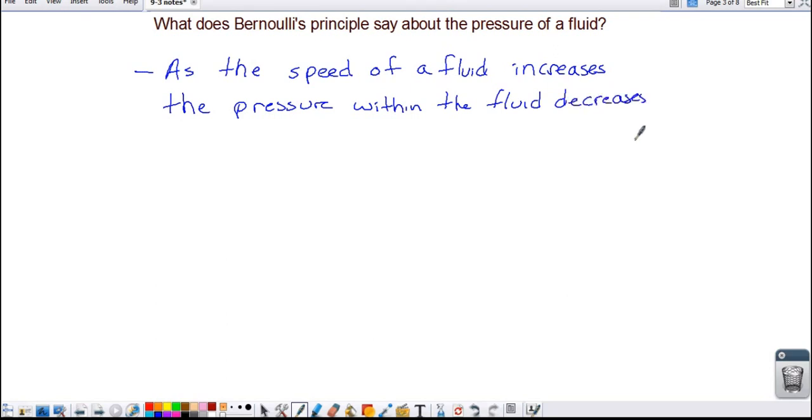All right, so what does this mean? Well, air is a fluid. There's a tornado outside. The wind has picked up. It's going really fast, so the speed of the air has increased. That means the pressure outside has just decreased. And what happens is high pressure moves towards low pressure. So that's why in a tornado, the windows might actually blow out. Because the pressure outside has decreased, and the pressure inside is high, and the high pressure moves to the low pressure.